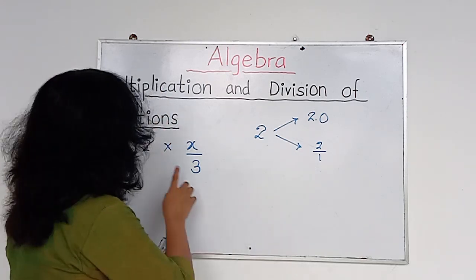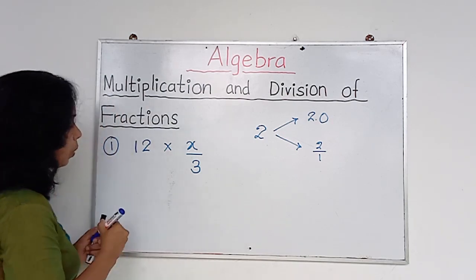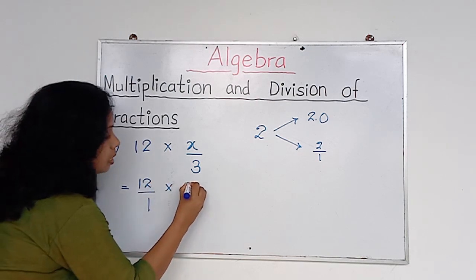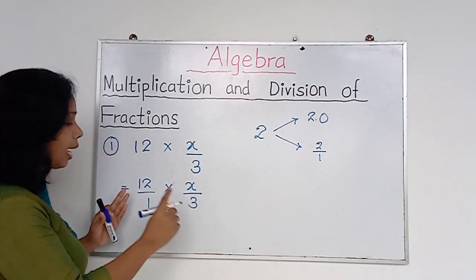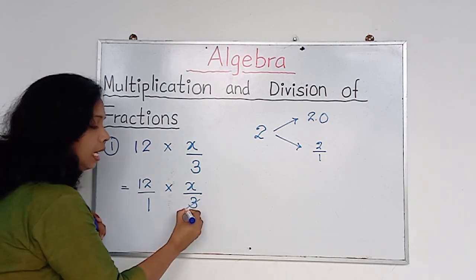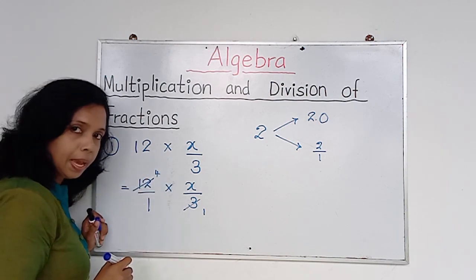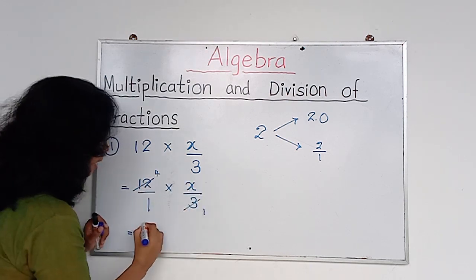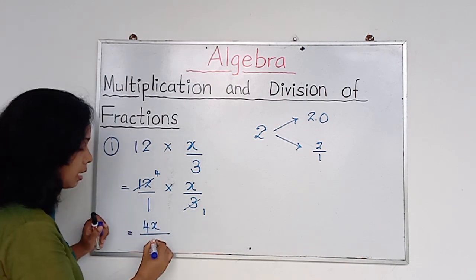Likewise, tell me, how can you write this 12? So you can write it like this: 12 over 1 times x over 3. Right? Okay. So now can you simplify? Yes. How can you simplify this? 3 times 1, 3 times 4. Now look at this. 4 times x, it is 4x. And 1 times 1, answer is 1.